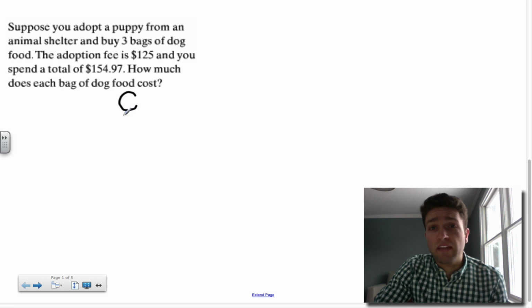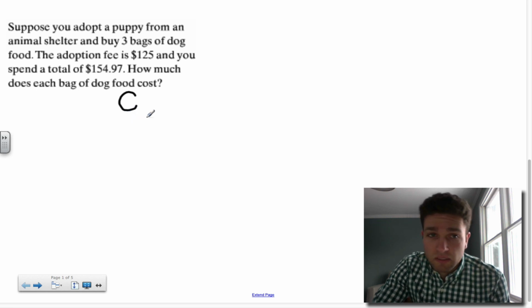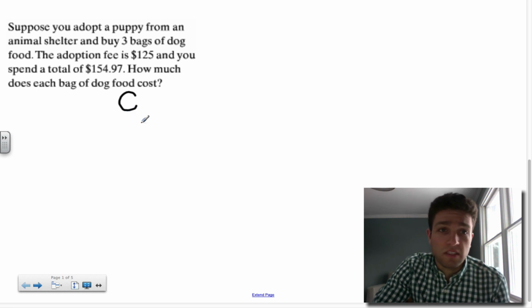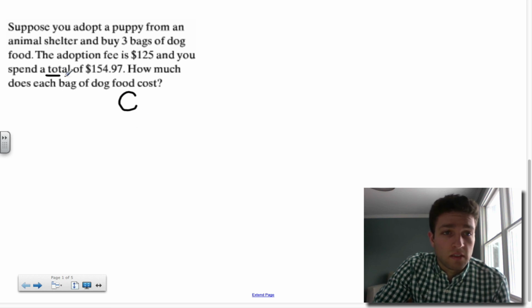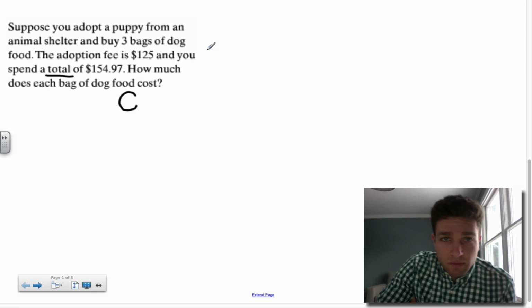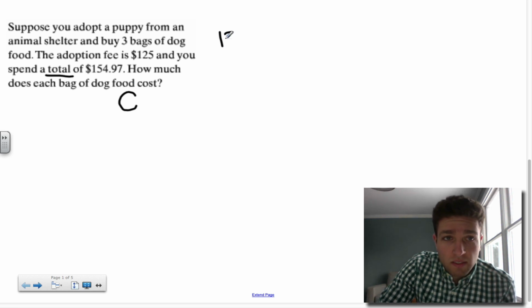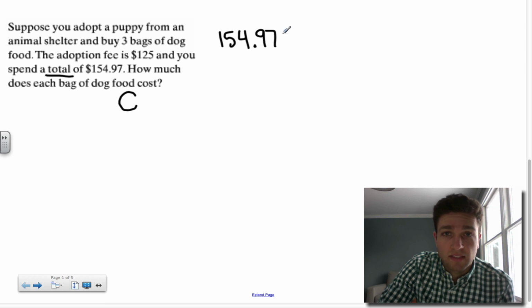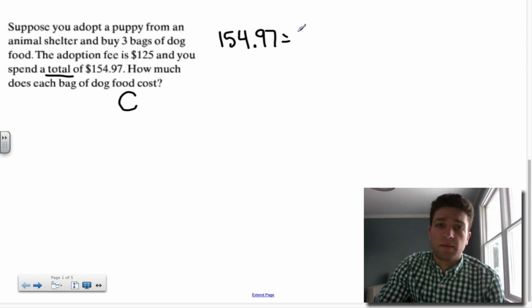And remember, you can use any variable you like. I'm using C because it makes sense, but you can use X, Y, A, B, C, anything that you like. The other keyword I'm looking at is total. That tells me that my equation has to be equal to $154.97. But where is all this coming from?